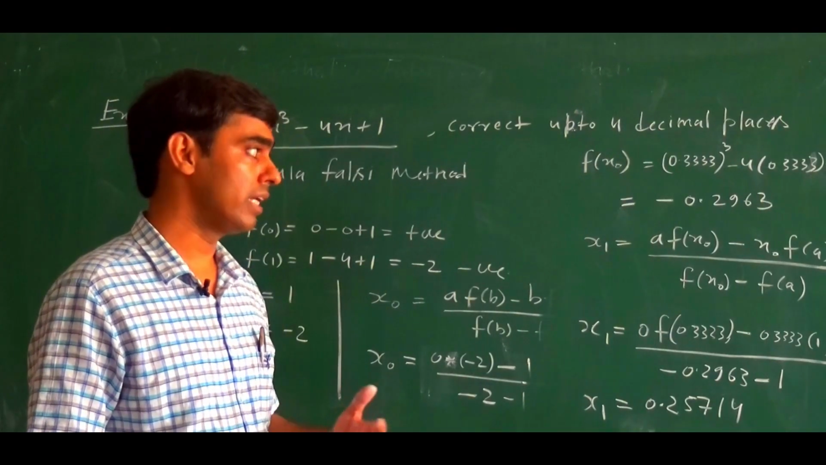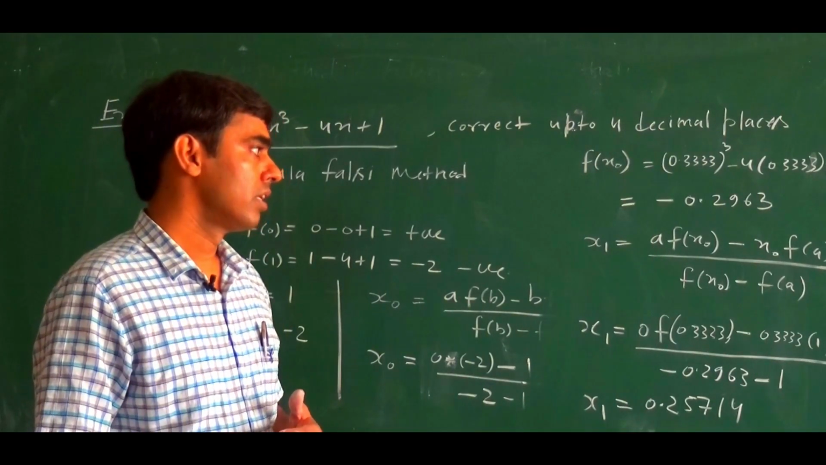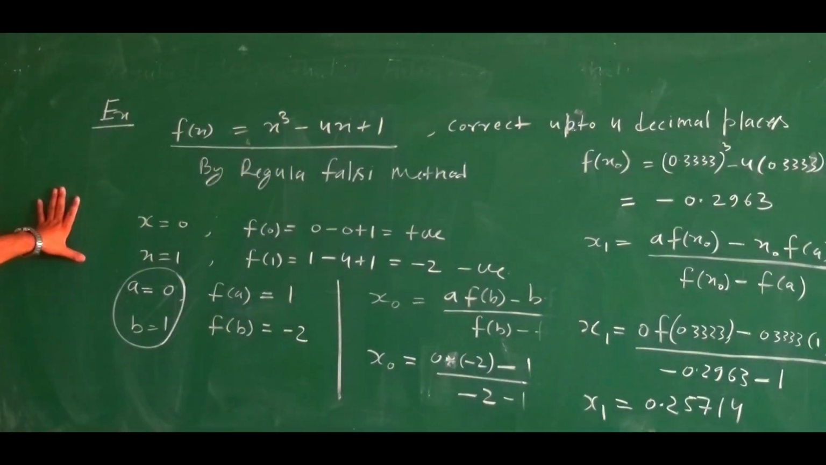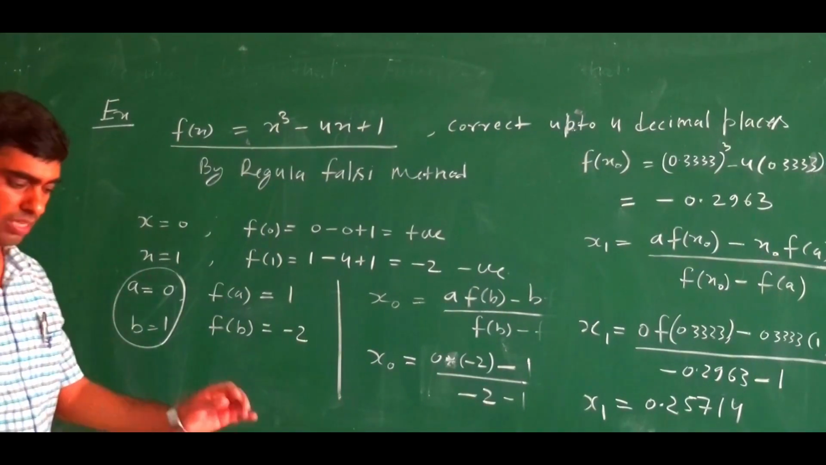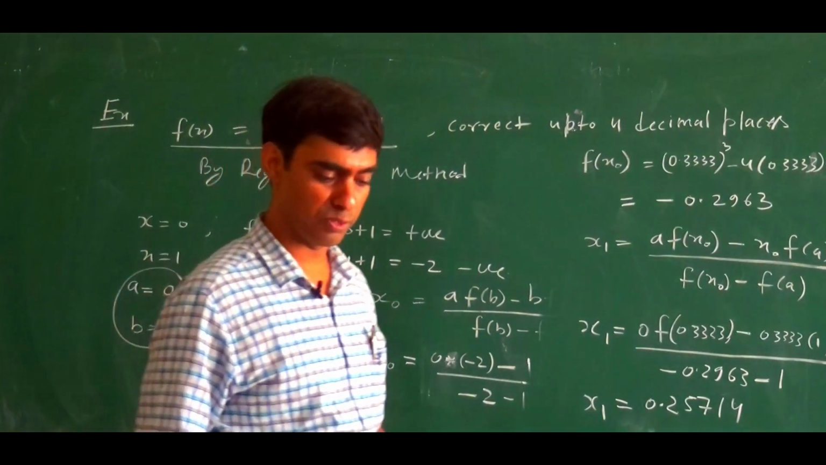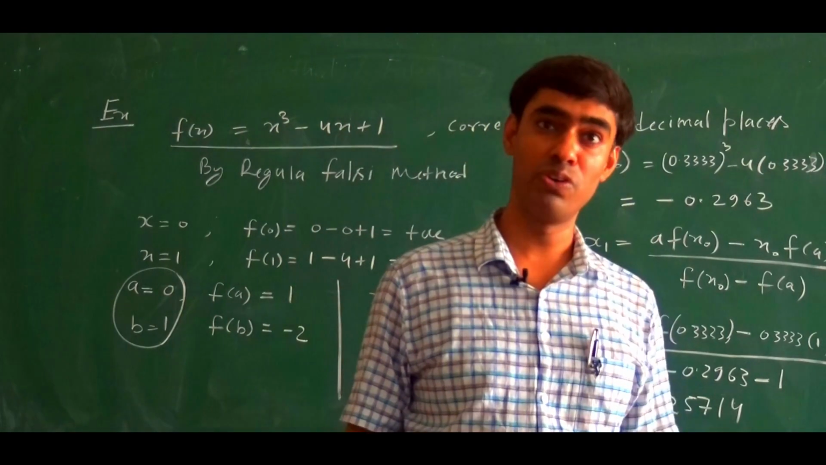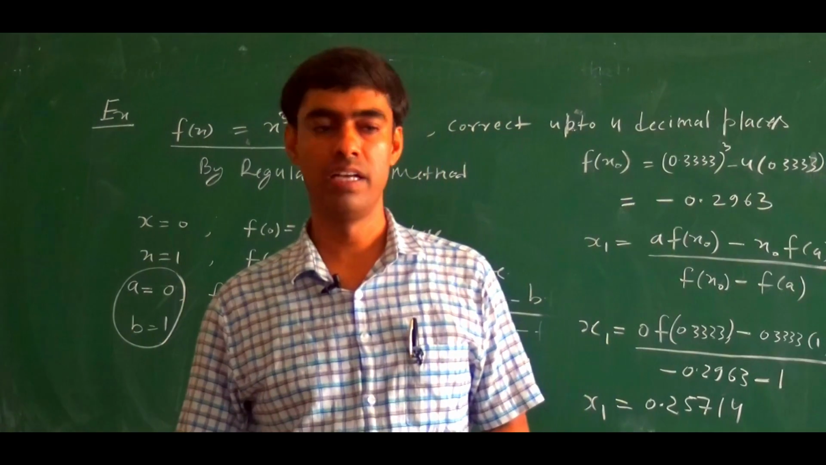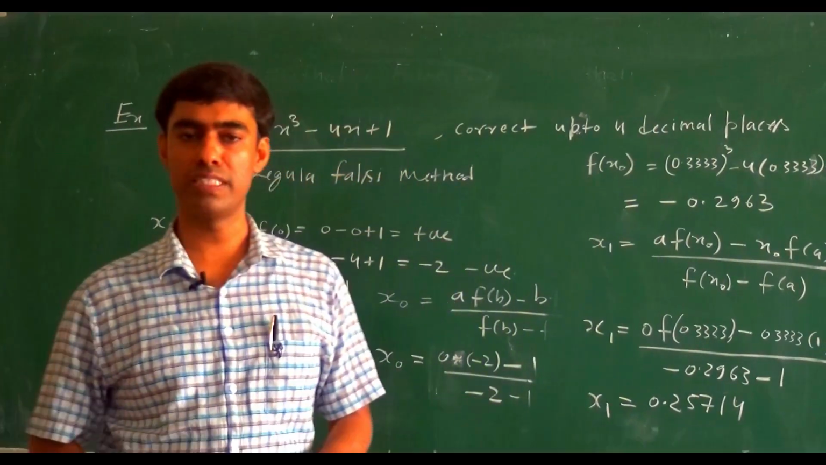So why does this happen? Why is the number of iterations in the bisection method larger in comparison to the Regula Falsi method? We will discuss this when we discuss the rate of convergence. If the rate of convergence of both methods is 1, then how is the Regula Falsi method better than the bisection method? So thank you for watching my lecture.